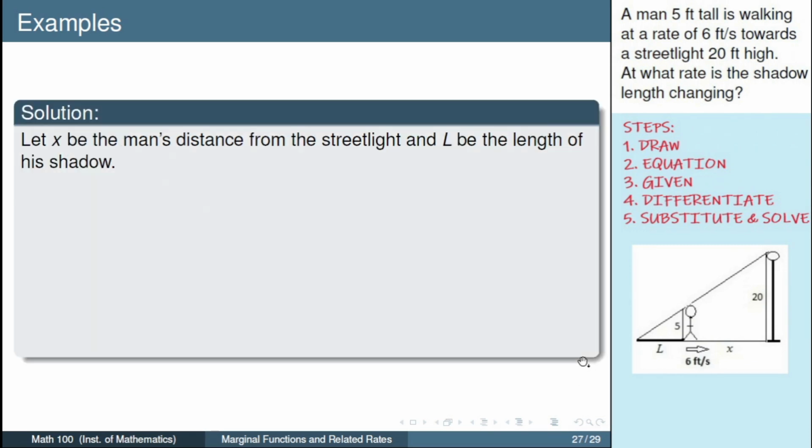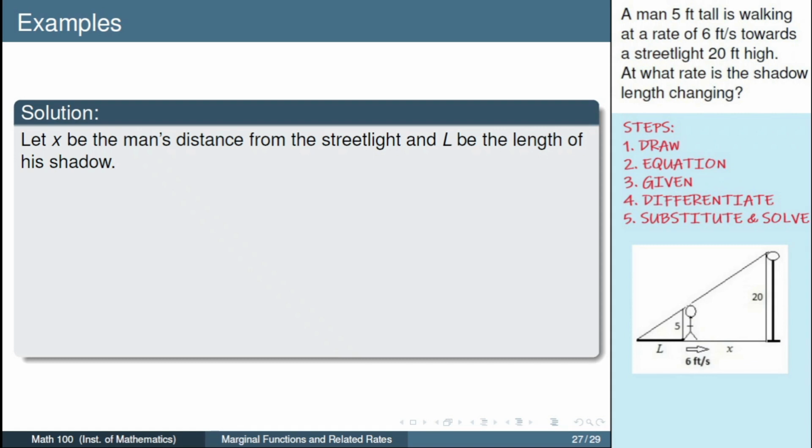Okay? So, let's define our variables. We have x to be the man's distance from the street light. This changes, which is why we let it be a variable. Also, the length of the shadow, which is L, changes. So, we let that as L. Right? So, we have two constant quantities, which is the 5. That's the height of the man. It doesn't change. And also, the height of the street light remains constant.